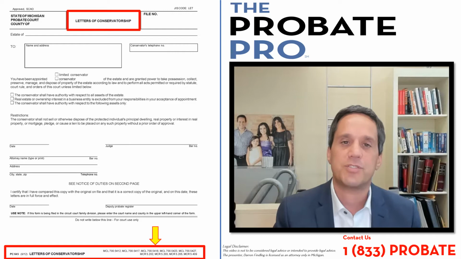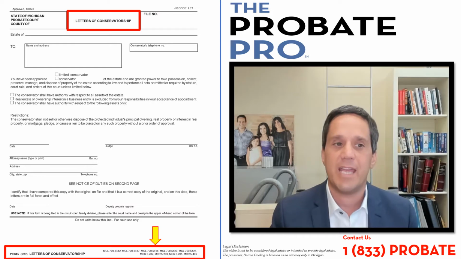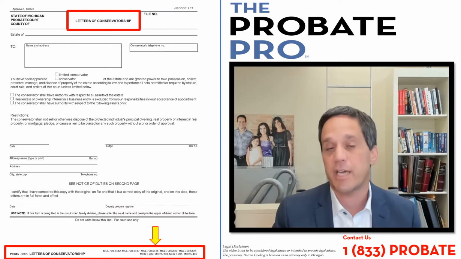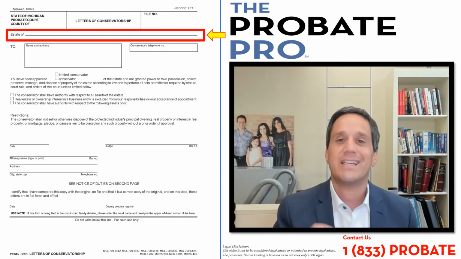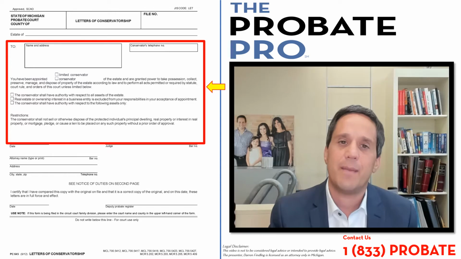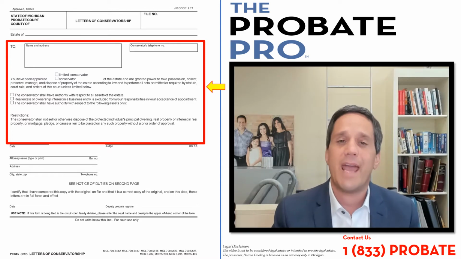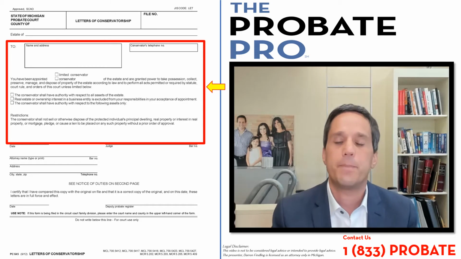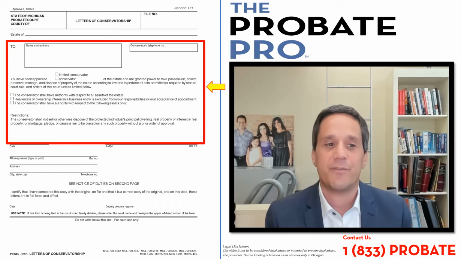At the top, you'll see that there's a place for the county court, as well as the case number and the estate name, or in the matter of, and that is the individual that's under protection. That's the estate name at the top. Then it identifies in the name and address section the name and address of the conservator, or if there are co-conservators, the two people's relevant contact information.